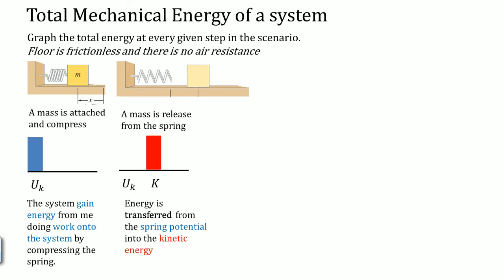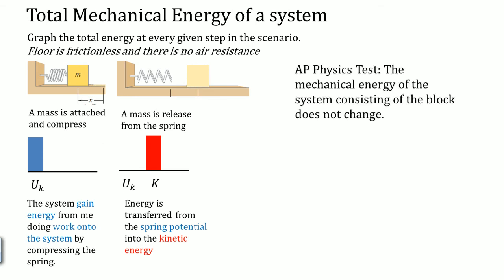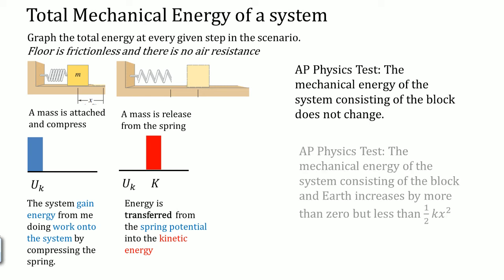In this case, if we just look at the two middle steps where the mass is compressed and then released, we would say that in this scenario the mechanical energy of the system of the block does not change. It goes from spring potential to kinetic energy. And in this case, we can say that the mechanical energy of the system consisting of the block and Earth is more than 0 for it to start moving, but less than 1/2 kx squared, which is the spring's potential. It has to be greater than 0, but less than that value.